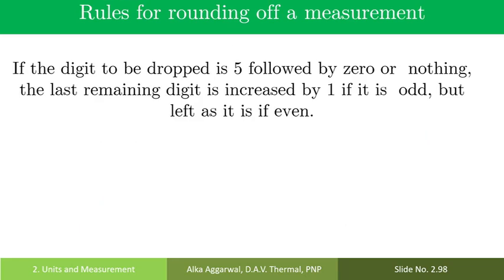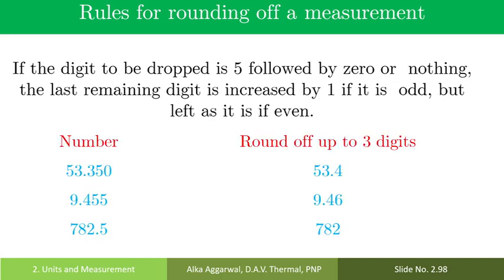If the digit to be dropped is 5 followed by 0 or nothing, the last remaining digit is increased by 1 if it is odd but left as it is if it is even. Suppose the number is 53.350 and the number to be dropped is 5 followed by 0. Then the preceding digit is raised by 1 if it is odd. So the result is 53.4.